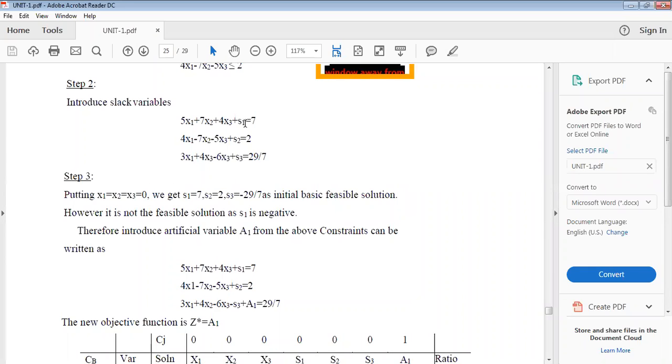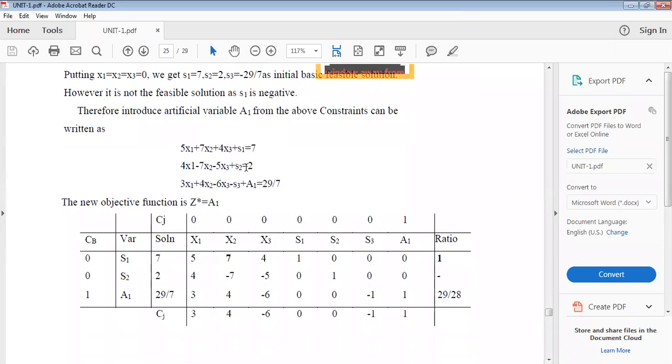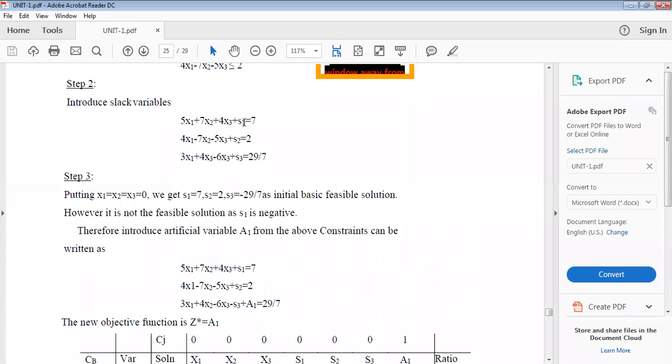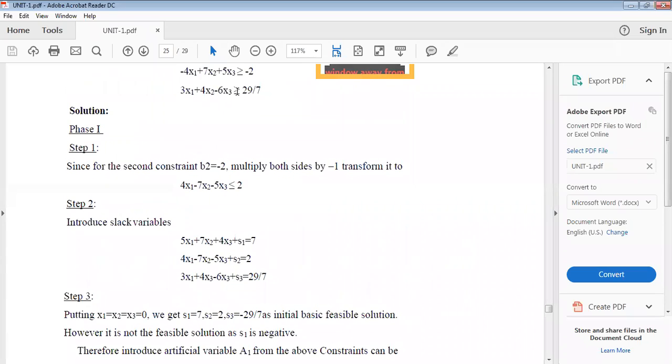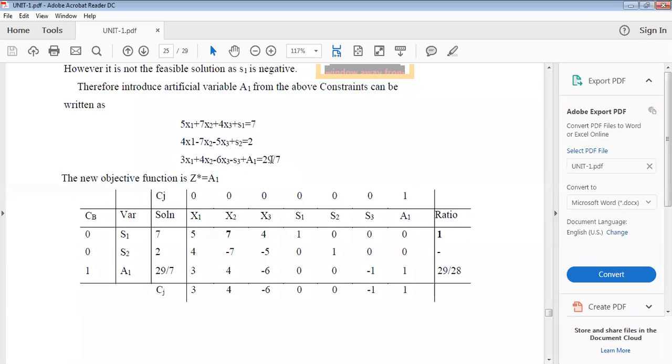And as step 3 he has given X1, X2, X3 equal to 0 and solved it like that. So S1 is equal to 7, and S3 is equal to minus 29 by 7, as the initial basic feasible solution. So it is not a feasible solution, as S3 is negative. So he has written something else. You need not bother about all these things. Don't bother about this step 3. Now you come to this: plus S1 is equal to 7, plus S2 is equal to 2, and minus S3 plus A1 is equal to 29 by 7, because it is greater than or equal to.